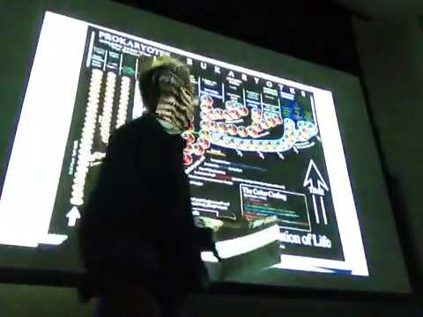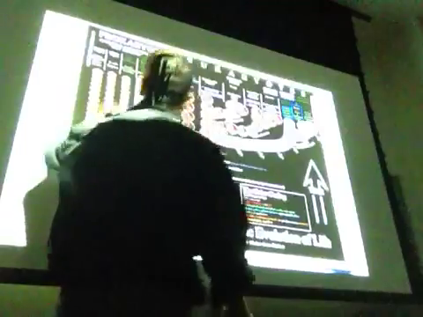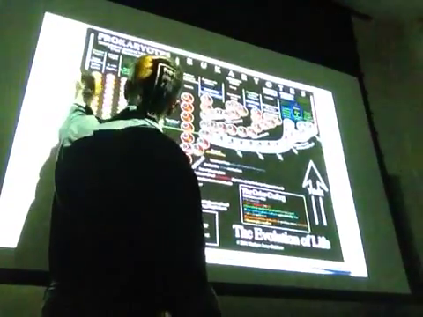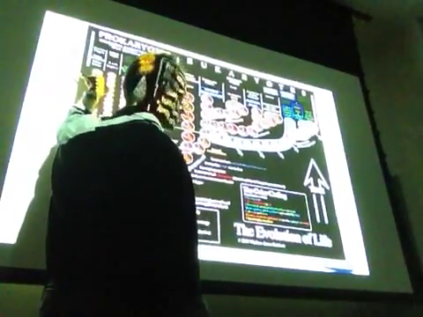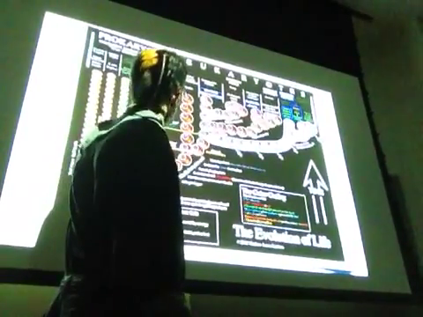What else? Cell walls in brown. Brown, brown, brown, brown. So these have standard bacterial cell walls. These archaebacteria have cell walls, but they're different.